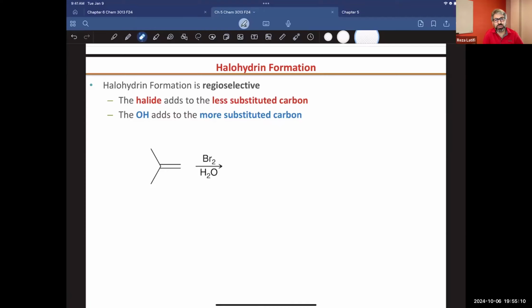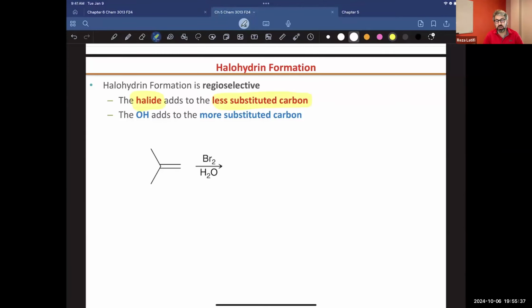In this lecture, we're going to go through halohydrin formation. In halohydrin formation, we will have a halide on one side of the double bond and OH on the other side. The double bond will turn to a single bond, that means the alkene will be saturated and it will turn to an alkane. And the thing that you need to be careful about is where the halide will be located.